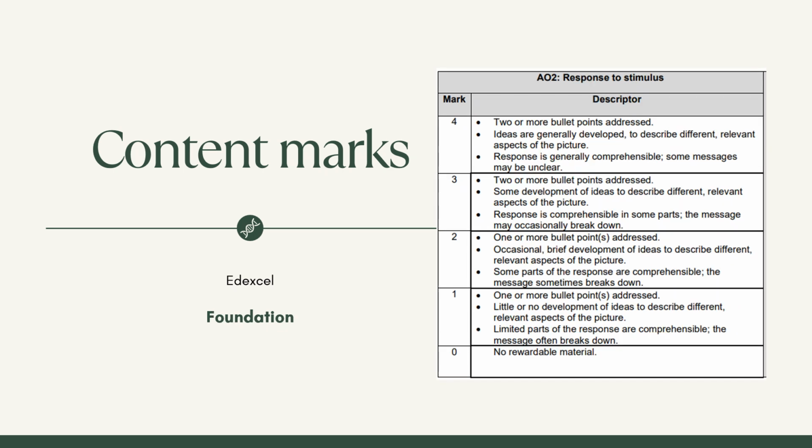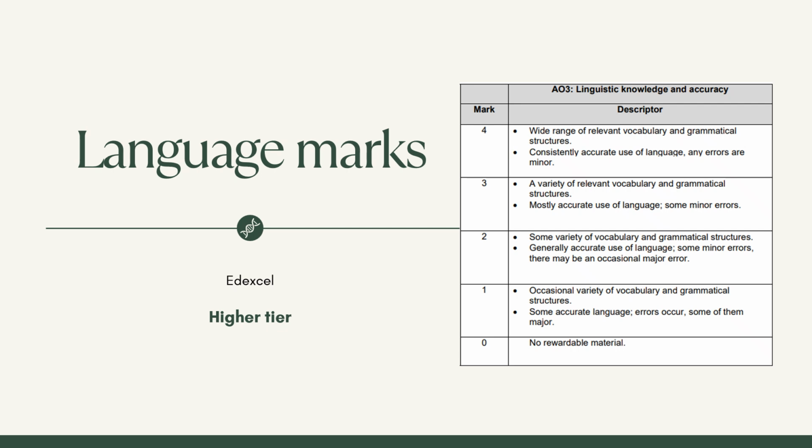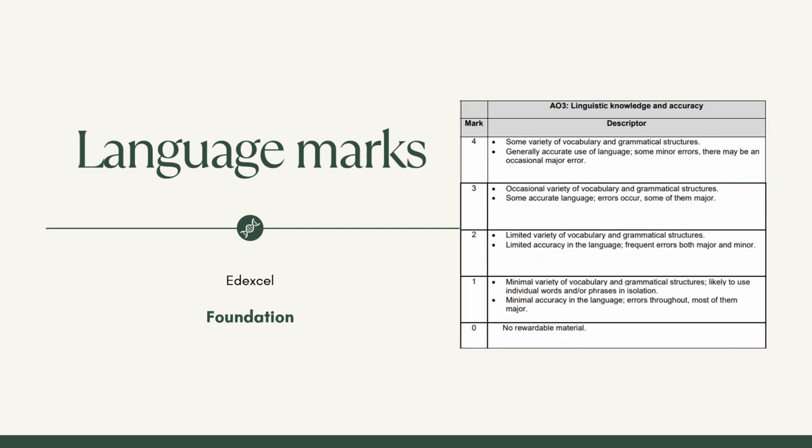For foundation, you only need to have addressed 2 of those bullet points in order to be able to access the 4 marks. So people, location, place, again, 2 of those things, with a good level of development still. And then if we look at language, it's very vague here. Wide range of vocab, grammatical structures, consistently accurate, and similarly for foundation, some variety, but it's not telling us what the variety is.